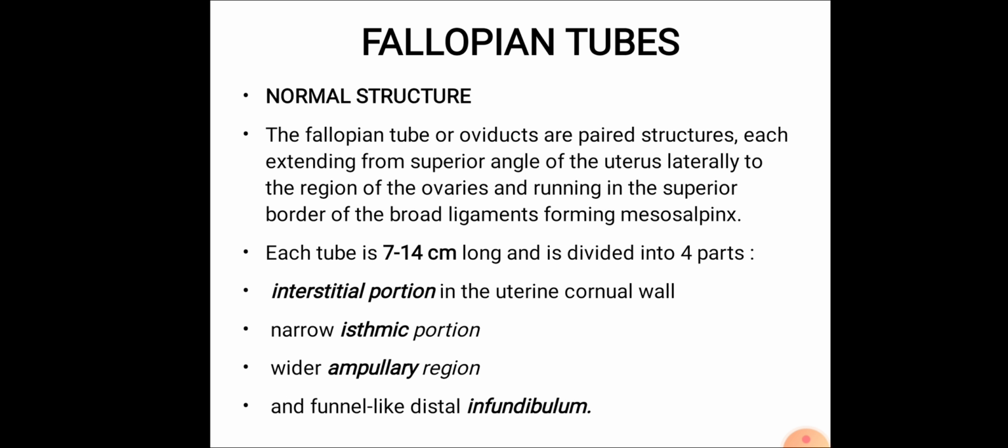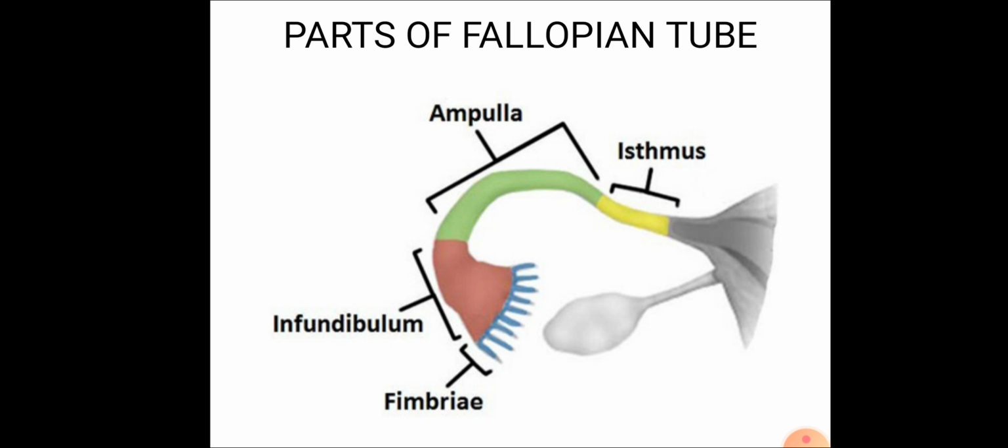Now let's move on to fallopian tubes. Fallopian tubes or oviducts are paired structures, each extending from the superior angle of the uterus laterally to the region of the ovary and running in the superior border of the broad ligaments, forming the mesosalpinx. Each tube is 7 to 14 cm long and is divided into 4 parts. That is the interstitial portion in the uterine cornual wall, the narrow isthmic portion, the wider ampullary portion, and the funnel-like distal infundibulum.